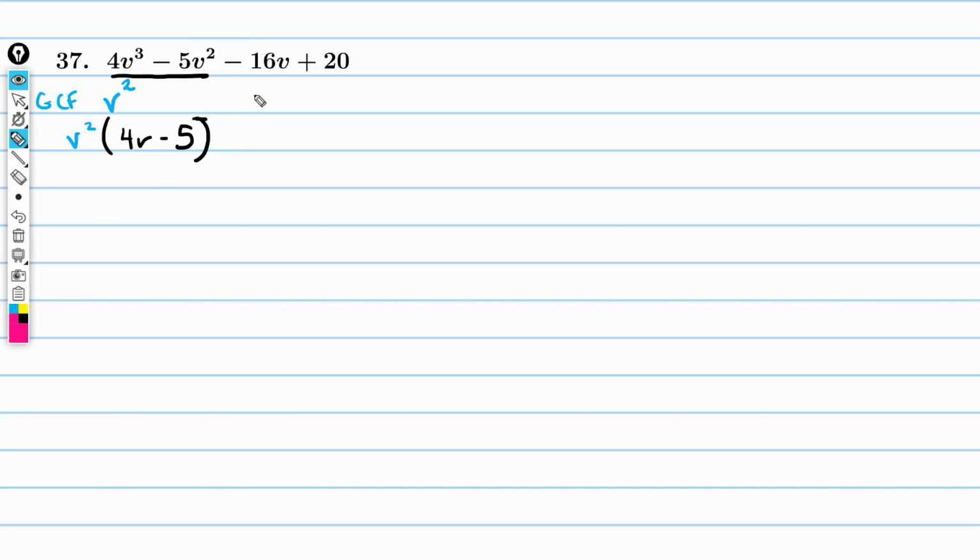Now, for my second GCF, I know it has to be negative because there's a minus sign here, so that tells me I need a negative for my GCF. What number divides into 16 and 20? That number would be a 4, so negative 4. Now divide both of those.